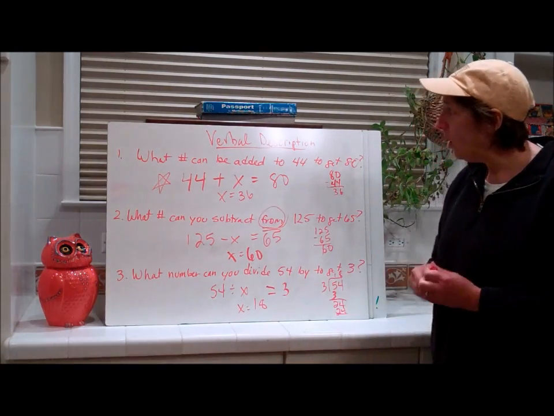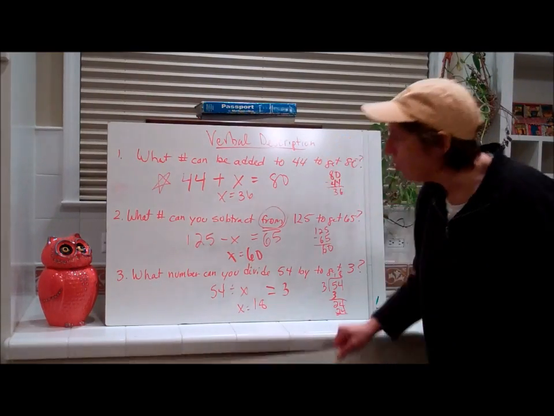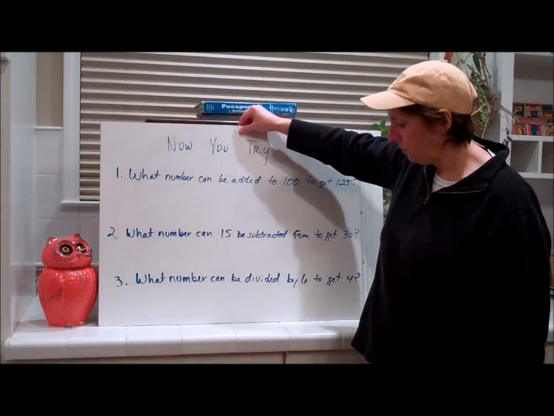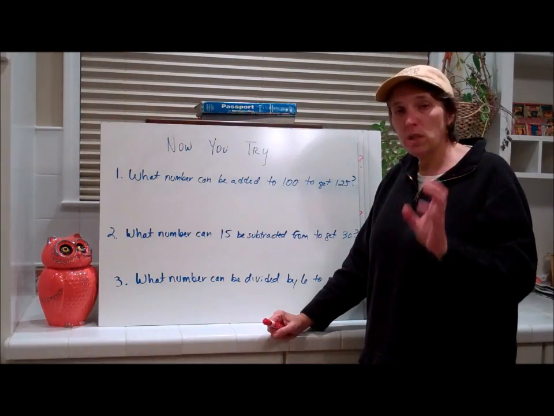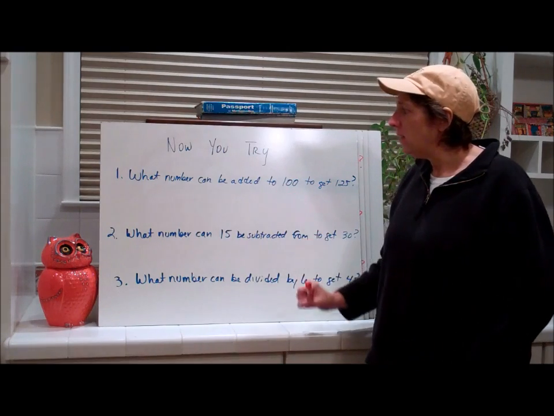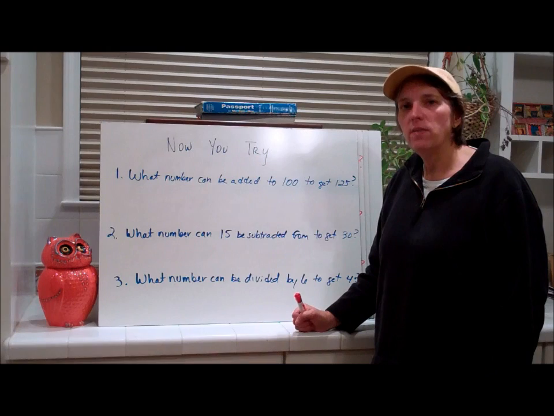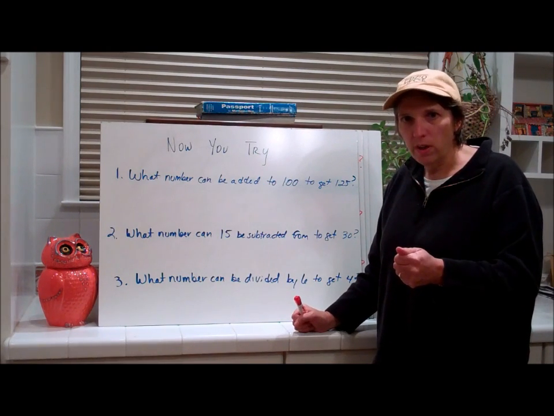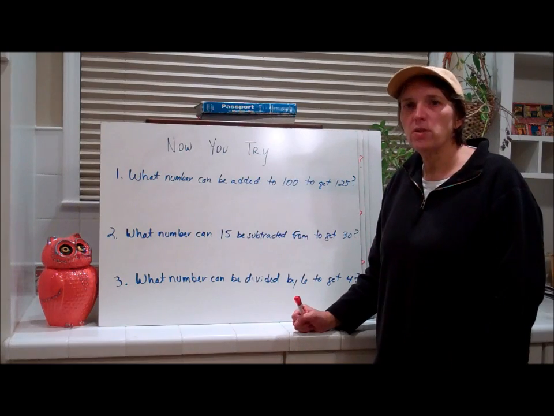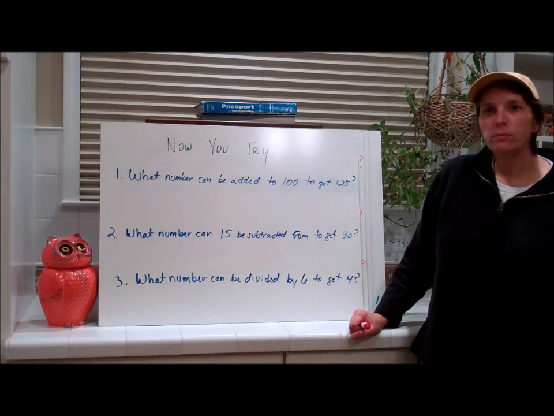Okay, those are verbal descriptions. Now I want you to write these down and try these. So you're going to stop the video, write these down, write the equation that they represent, and then give the answer. When you come back, start the video when you're ready, and we'll go over the answers. So stop the video now and write these down. Good luck.